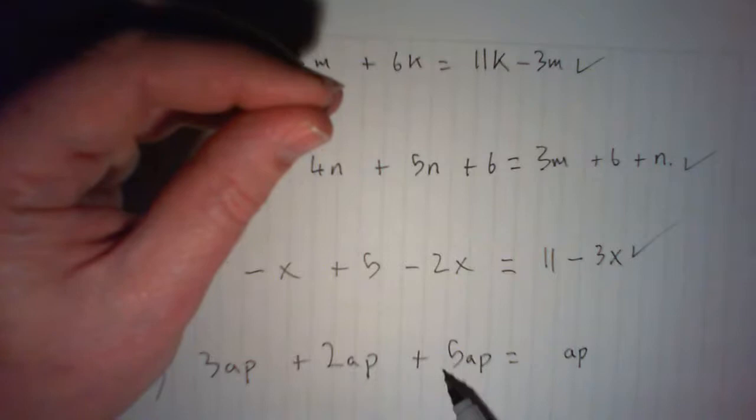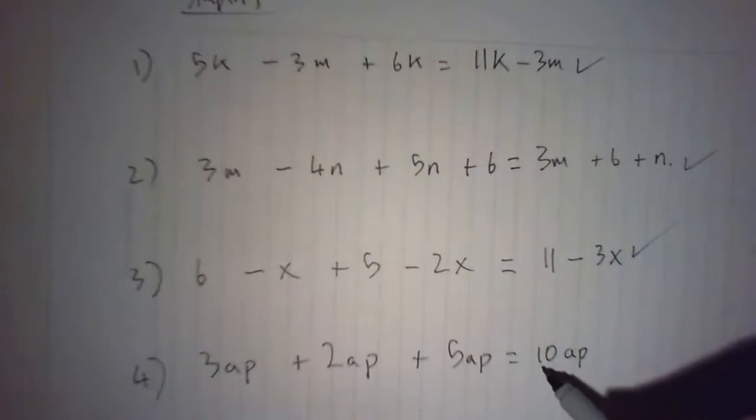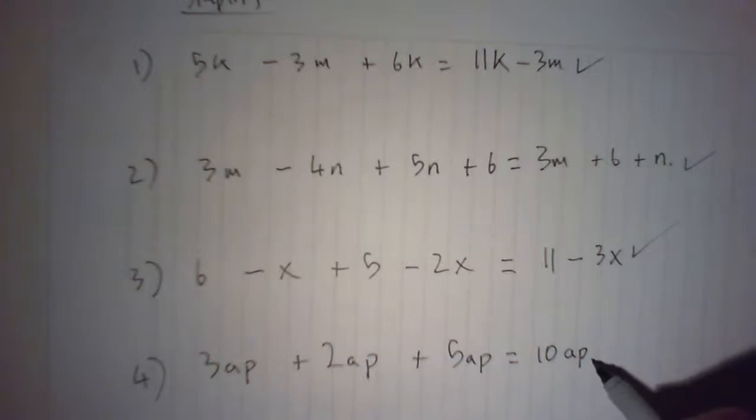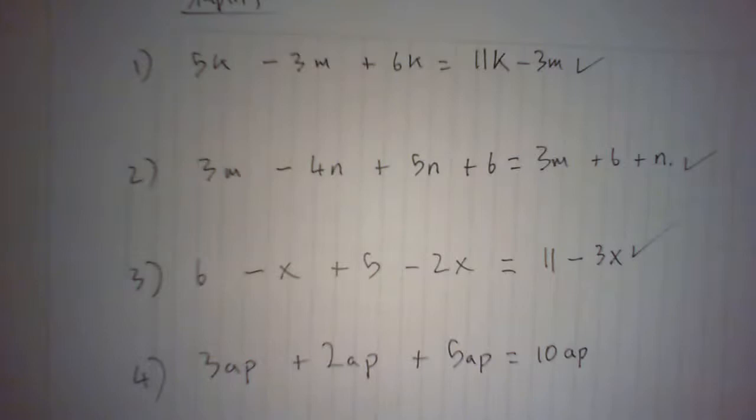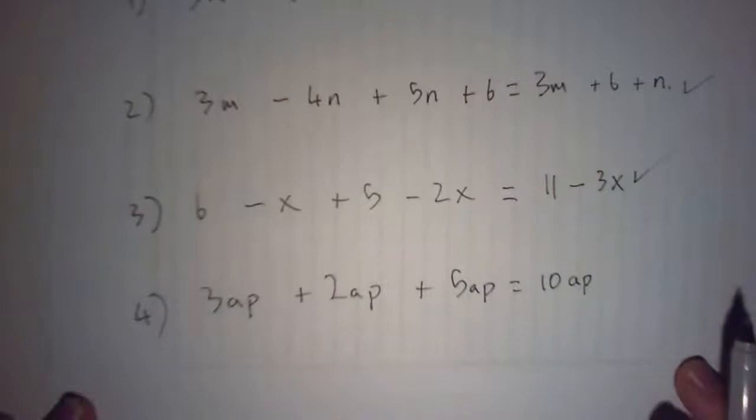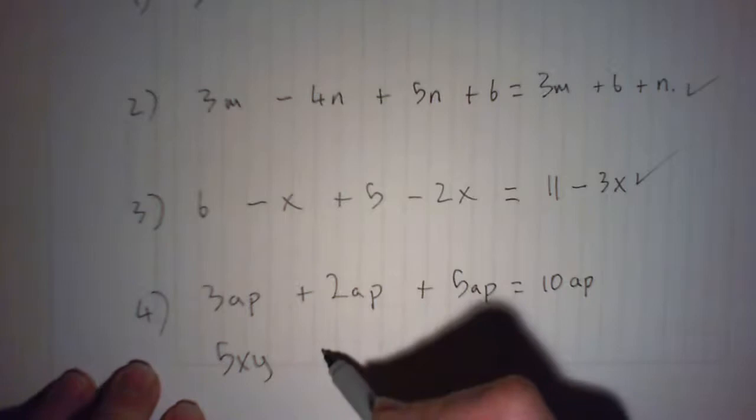Now remember, what does that really mean? That means 10 multiplied by whatever a is, and then multiplied by whatever p is. Just like we did in the previous one. So that's a bit of an unusual one. Okay, so the question is, and I suppose this is one that we can try now, just to see, is this the same as this?